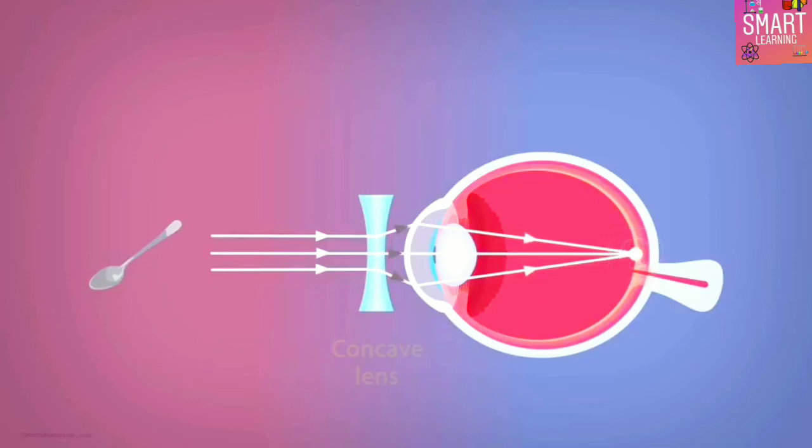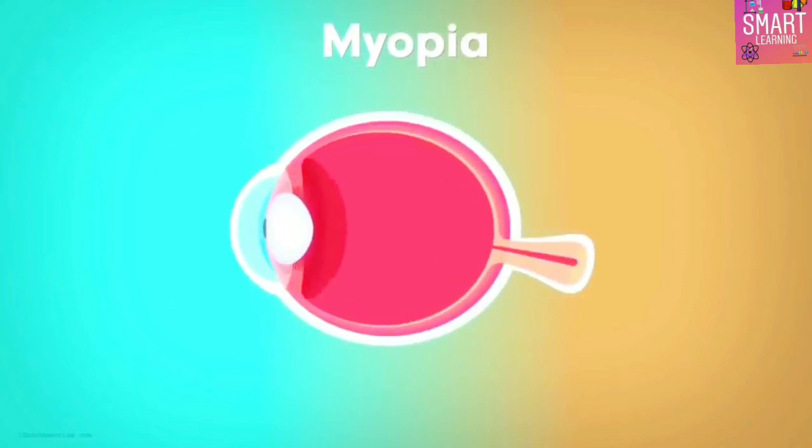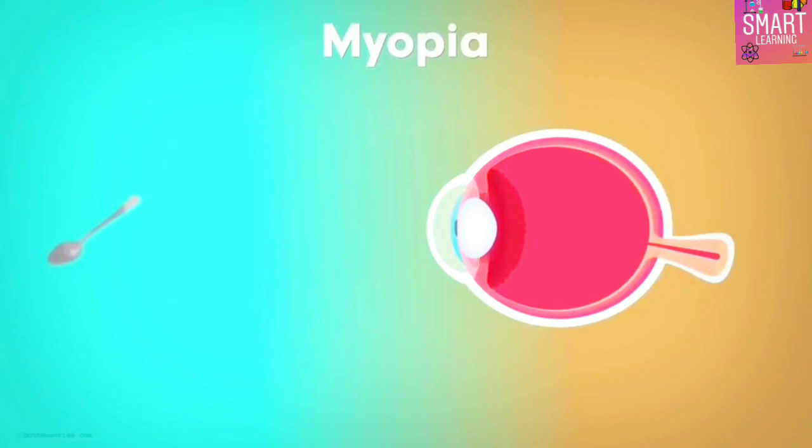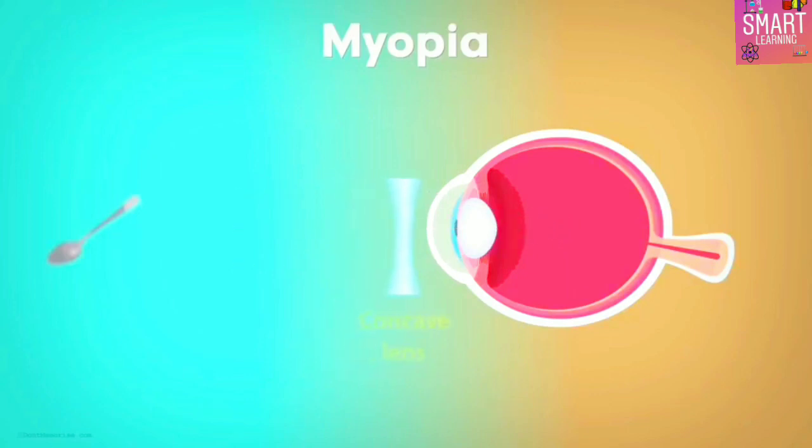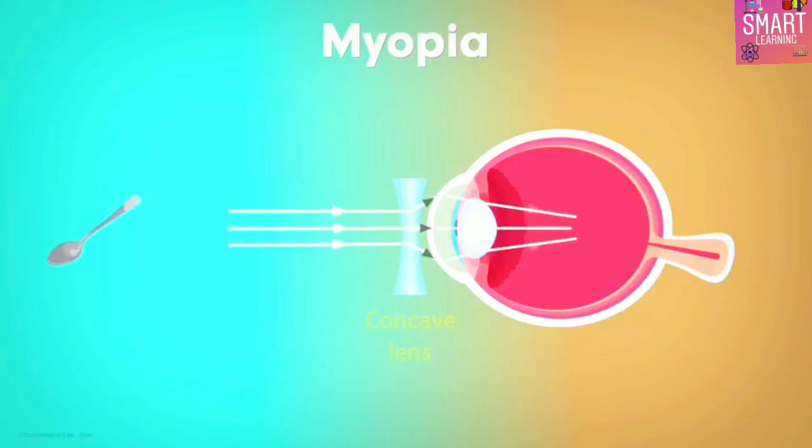Okay, that was all about myopia. Let's quickly review what we learned. If a person is suffering from myopia, then faraway objects are not visible clearly. That's because light rays after entering the eye do not converge exactly on the retina. They converge at a point in front of the retina. So, a concave lens helps to fix the issue. The rays diverge and the refracted rays from the lens fall on the retina.